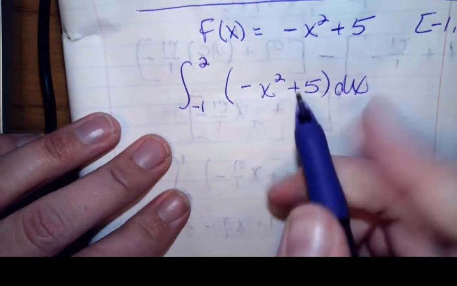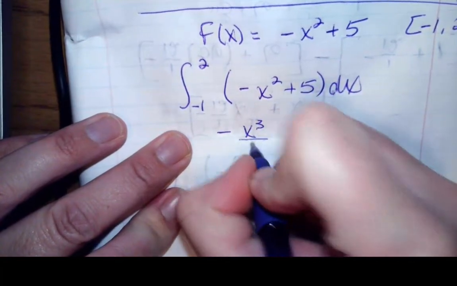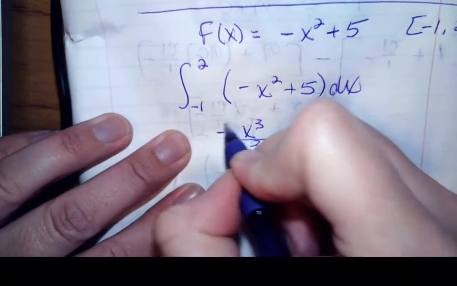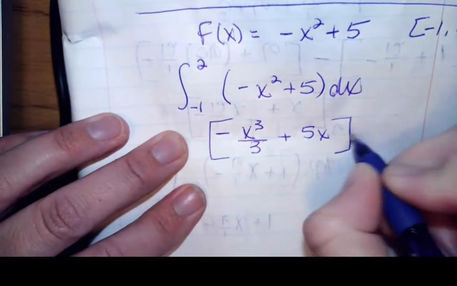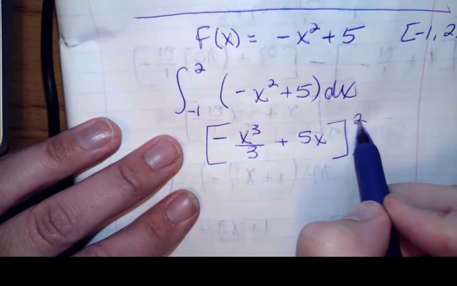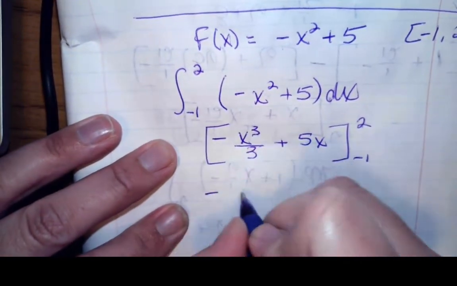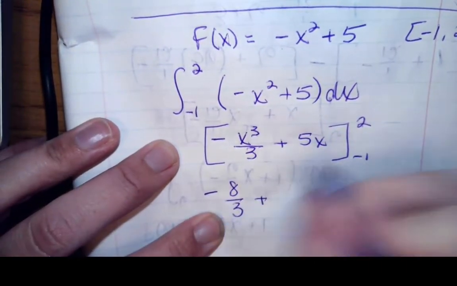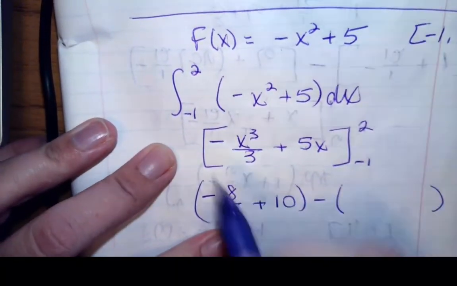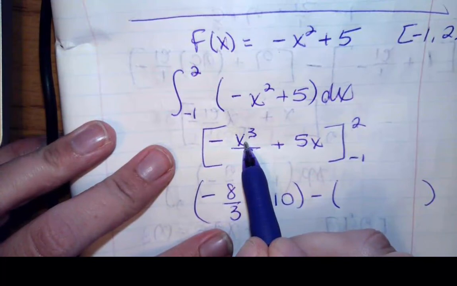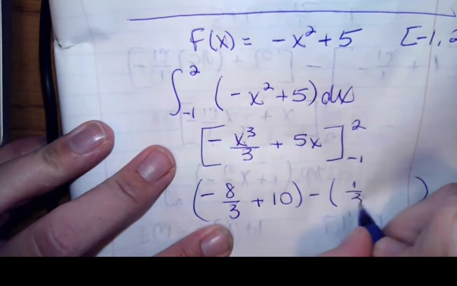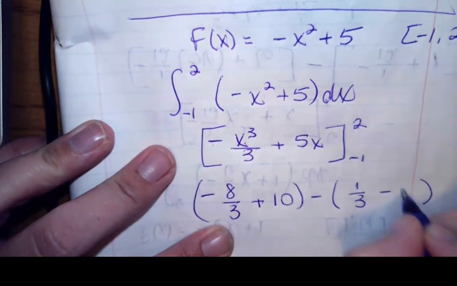So what's the integral of negative x squared? It is negative x to the third over 3. What's the integral of 5? It's 5x. And I'm going to take that from negative 1 to 2. So if I evaluate at 2, 2 to the third is 8, so I get negative 8 thirds plus 5 times 2 is 10, minus negative 1 cubed, which is negative 1. Change its sign to a positive 1 third. And then 5 times negative 1 is negative 5.